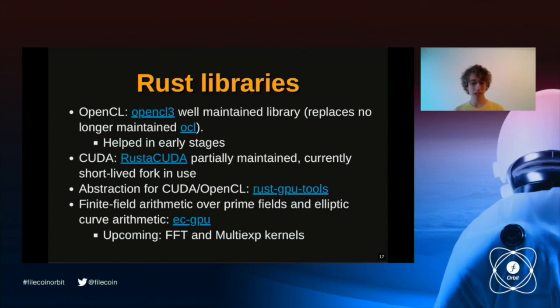And finally, there's a library called EasyGPU, which is for finite field arithmetic over prime fields and elliptic curve arithmetic. It's highly optimized code for GPUs, and we want to make it usable for other people outside of Filecoin. Currently, it doesn't contain the FFT and multi-exp that I've presented, but the plan is to move them from some other library into that library, so that people who need those functions can just use this library and don't depend on many other libraries or Filecoin specific stuff.